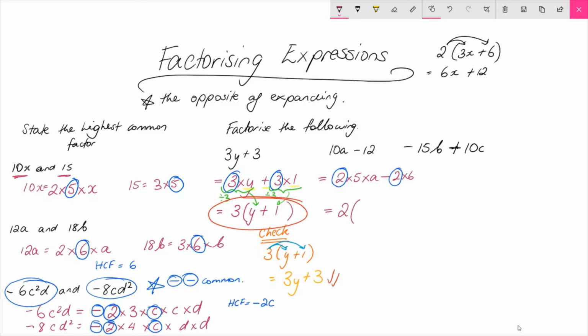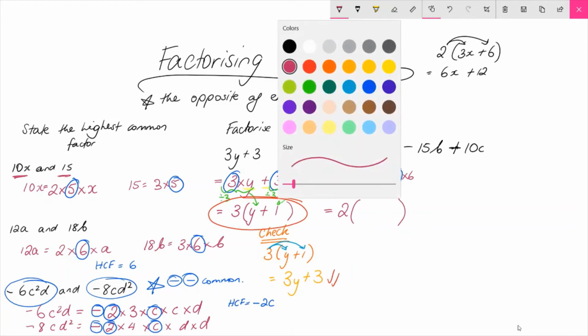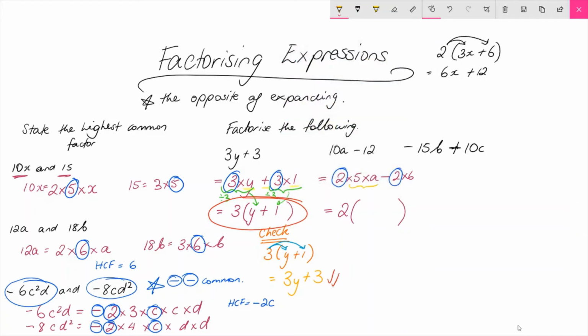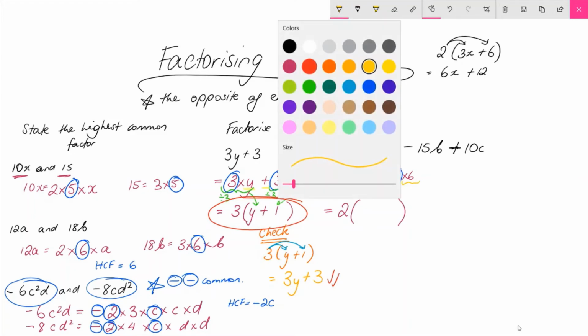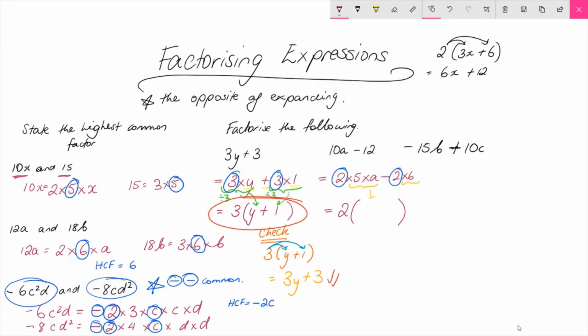So what we can do is we put the 2, the highest common factor, out the front, and then we do the brackets, and then we look at all the factors that are left over. So in the first term, we have a factor of 5a left over. In the second term, we have a minus left over, and we also have a factor of 6 left over. So when we factorize 10a minus 12, we get the factorized version of 2 multiplied by 5a minus 6. Let's quickly check that.